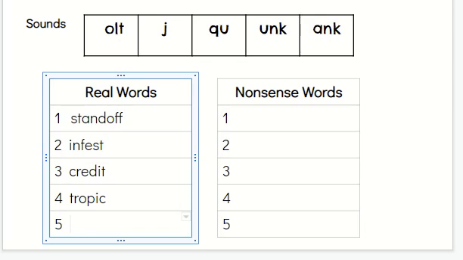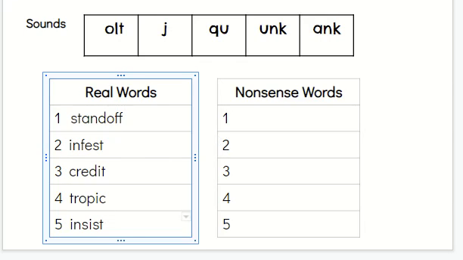And then number 5 is insist. Repeat. Insist.